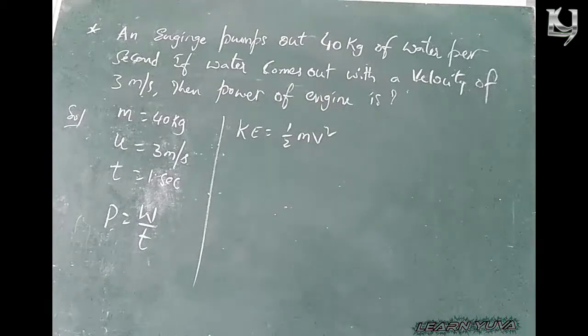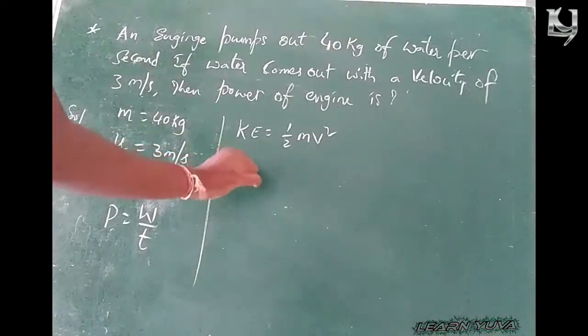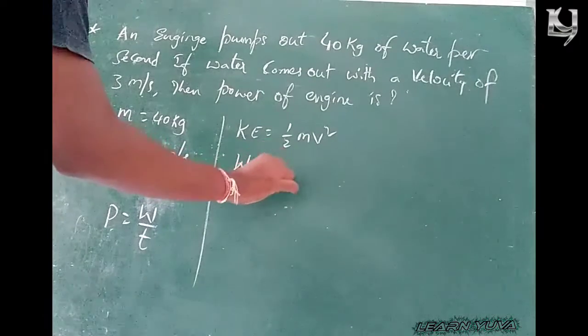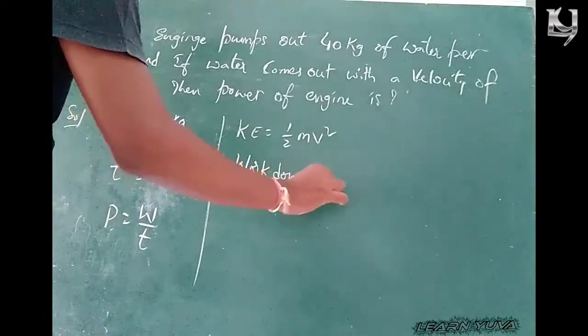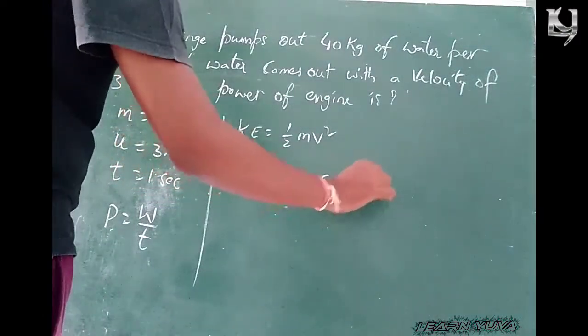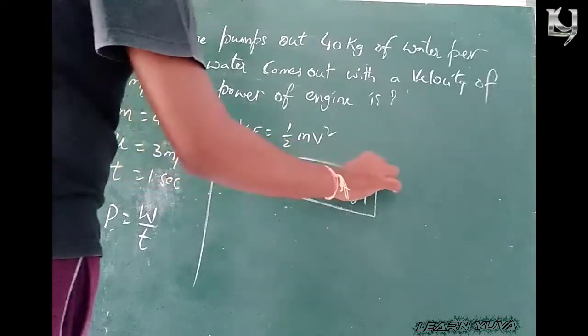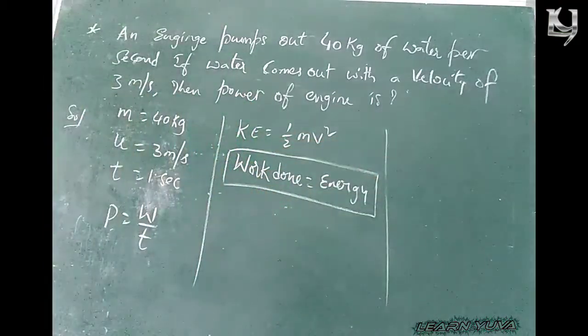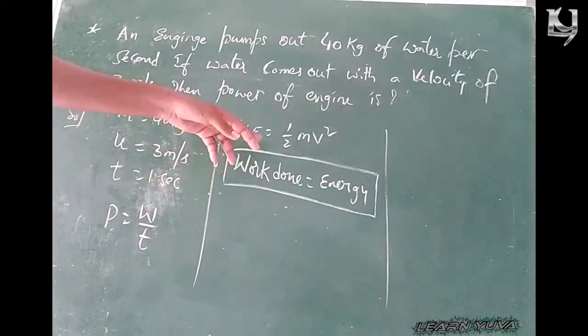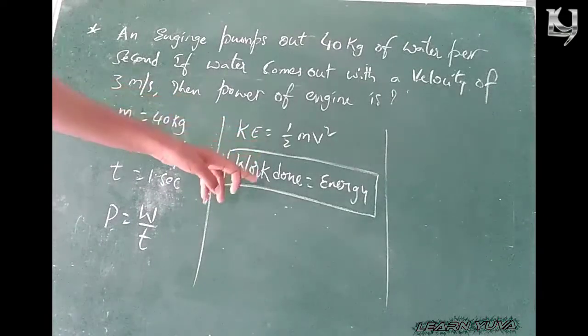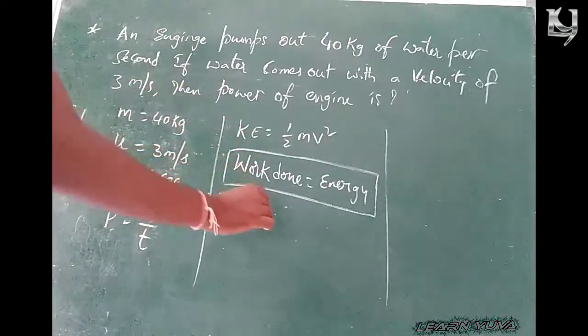Clear? Since here work done is equal to energy, because work done and energy both are the same. Both have the same units. So here we are calculating energy, which means we are calculating the work done. So kinetic energy is equal to the formula.